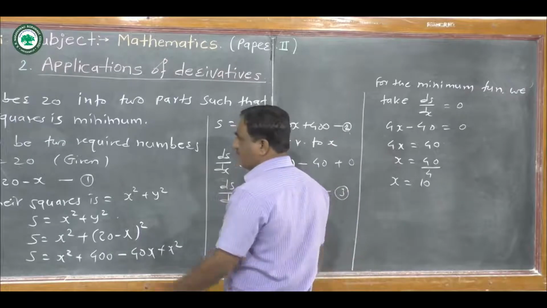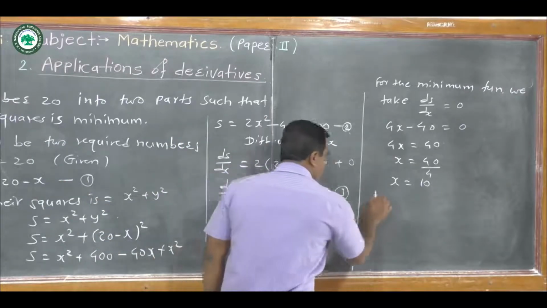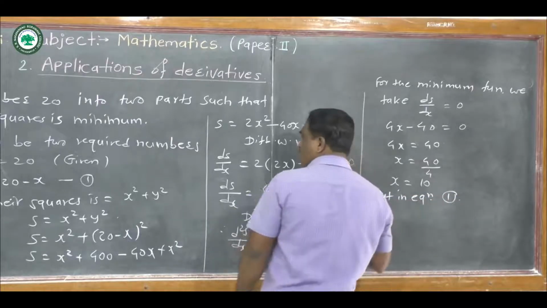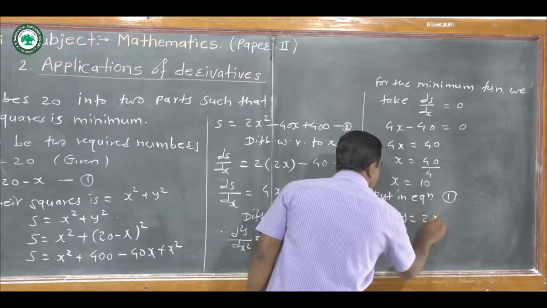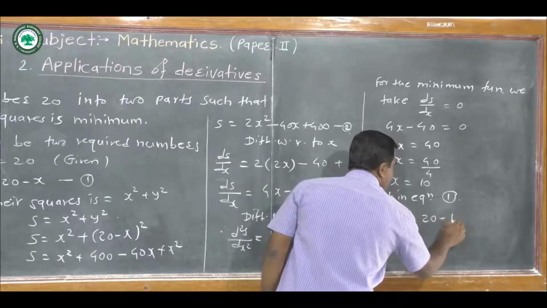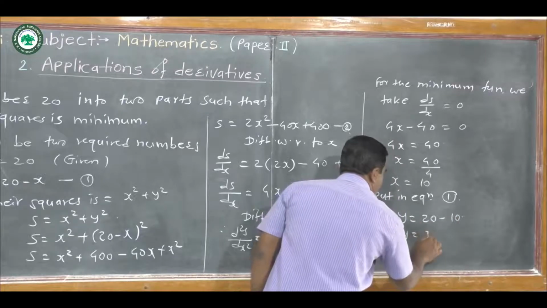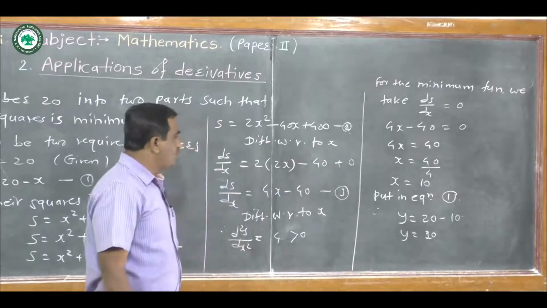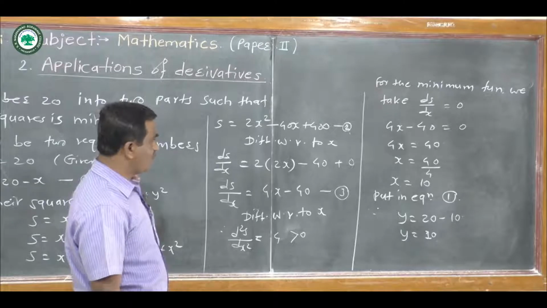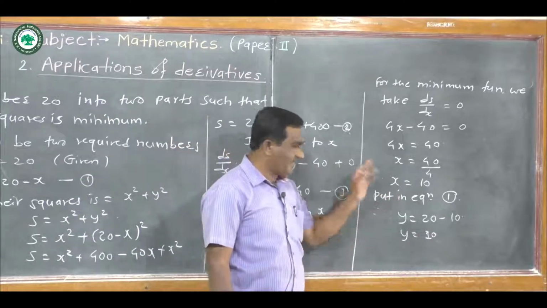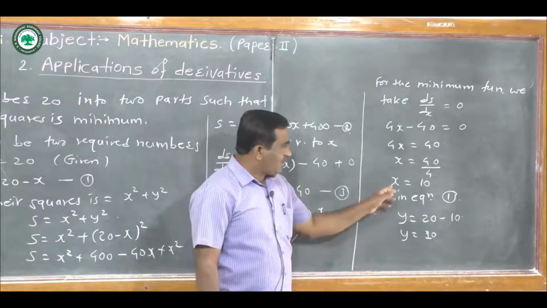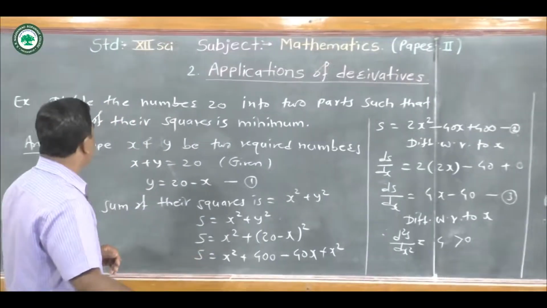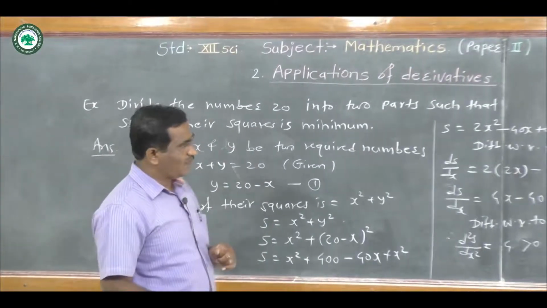Now put x equal to 10 in equation first. Therefore, y is equal to 20 minus x, that is 10. That is, we get y is also equal to 10. That is the sum of the two numbers x and y: x is equal to 10, y is equal to 10, and 10 plus 10 is equal to 20. That is x equal to 10 and y equal to 10. These are the two numbers whose sum is 20. Okay, this is the answer for this example.